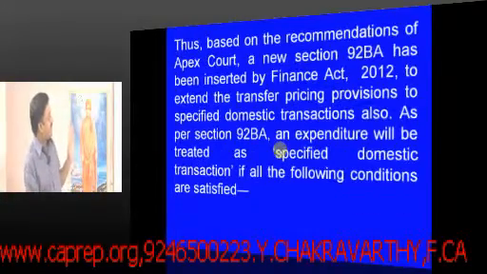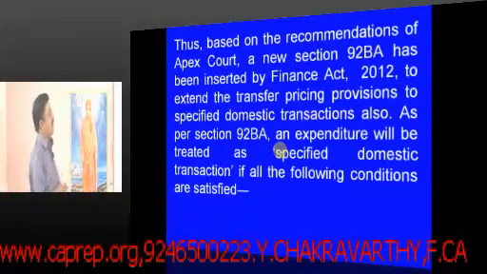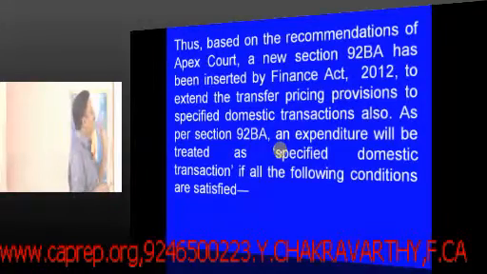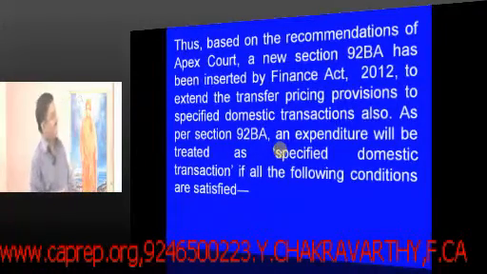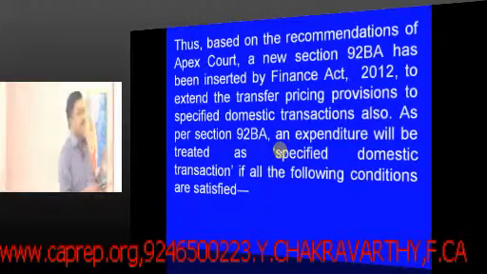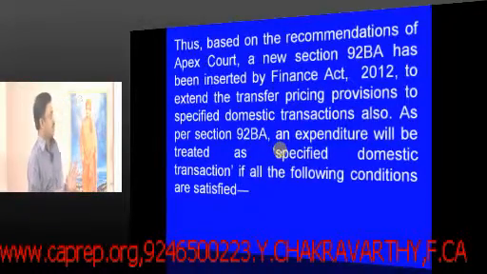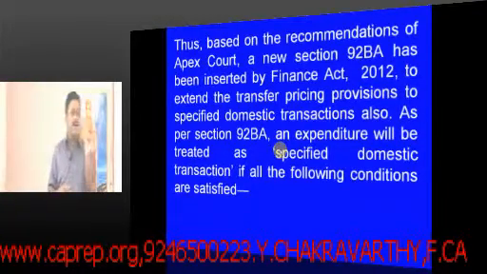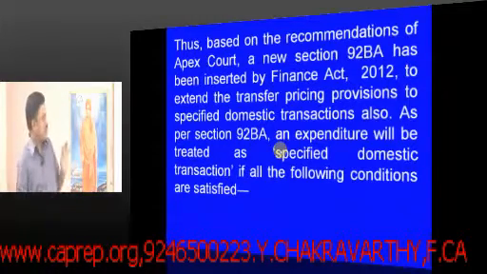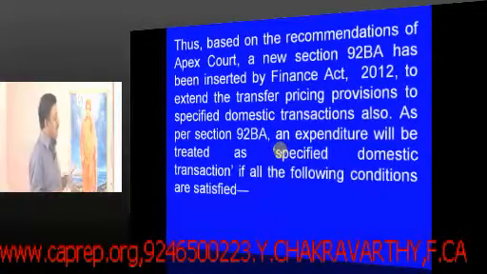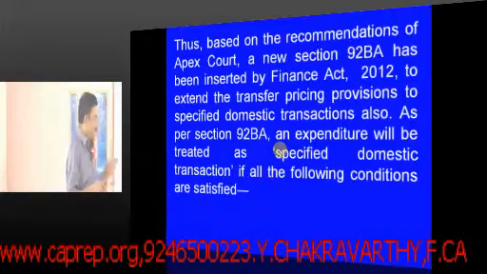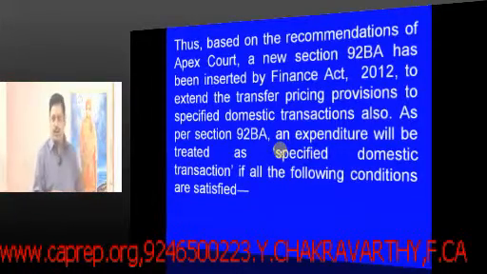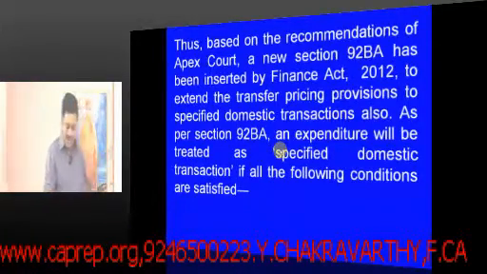Then friends, based on the recommendation of the Apex Court, a new section 92BA has been inserted in the Finance Act of 2012 to extend the transfer pricing provisions to specific domestic transactions also. So as a student, you are supposed to first learn what is a specific domestic transaction. Under 92BA, an expenditure will be treated as a specific domestic transaction if all the following conditions are met. What are those conditions?